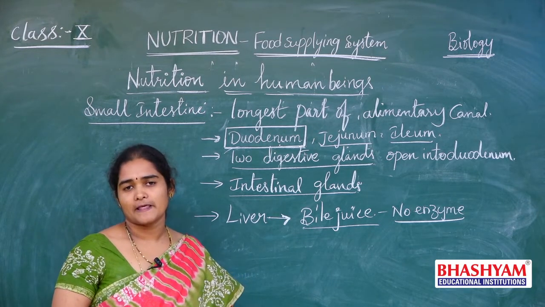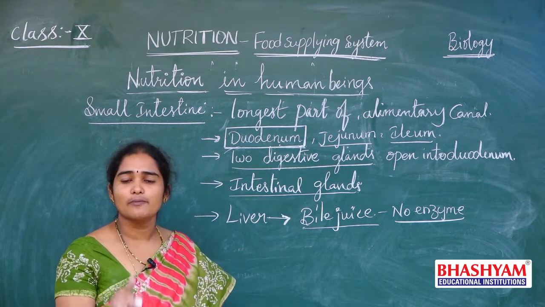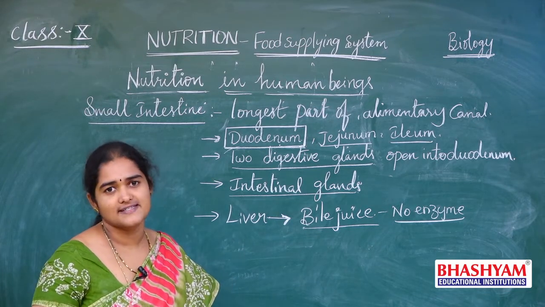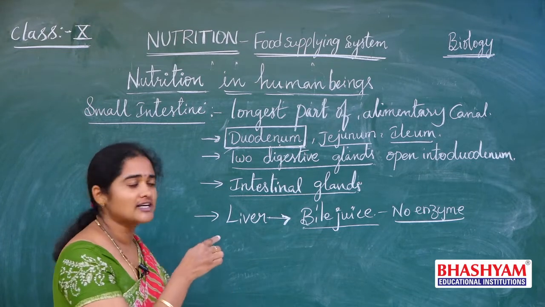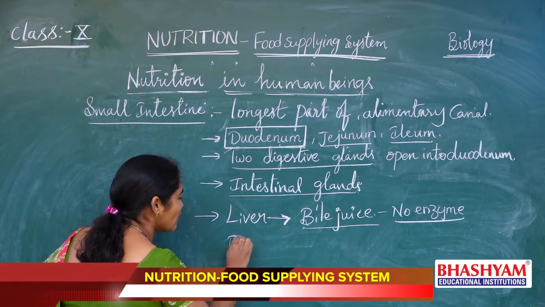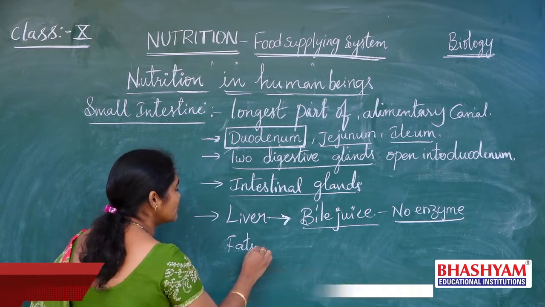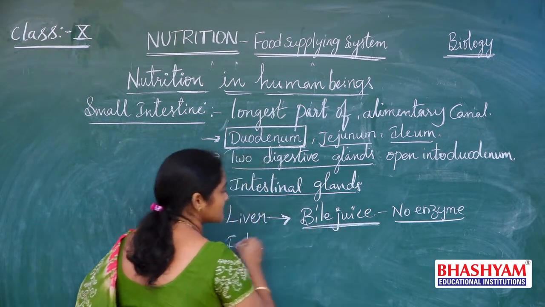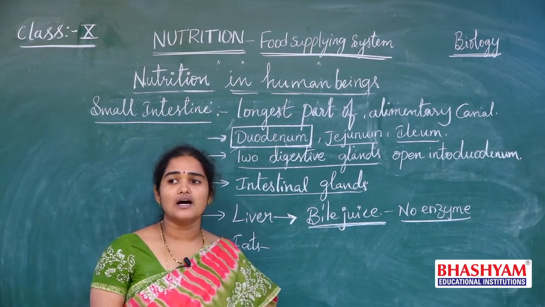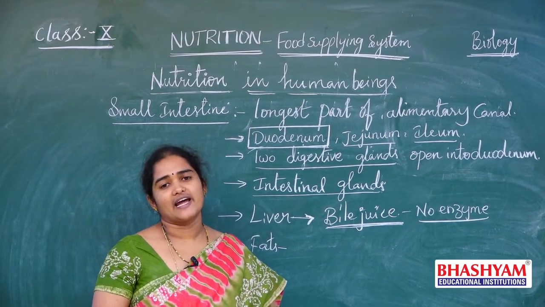Understand? In the mouth carbohydrate digestion started, and in the stomach protein digestion started. Till now we have not discussed fat digestion. Now it's time for the discussion of fat digestion. And for the digestion of fats, we need to discuss bile juice. Bile juice plays an important role in the conversion of complex fats into simple fats.